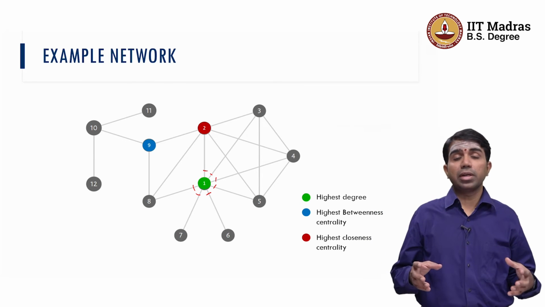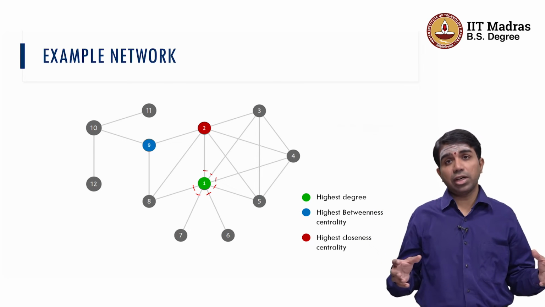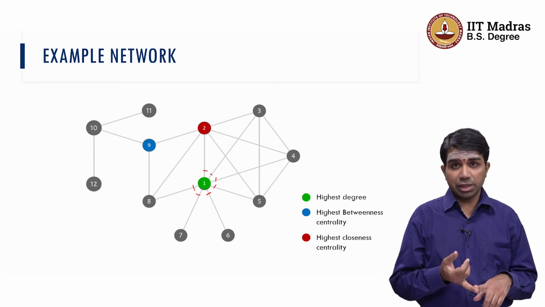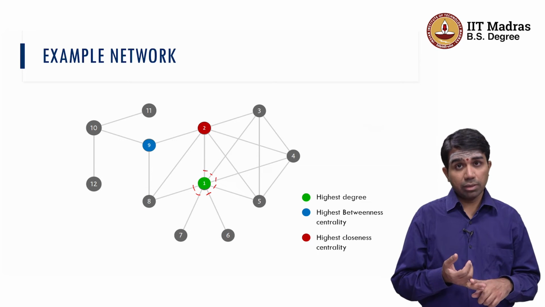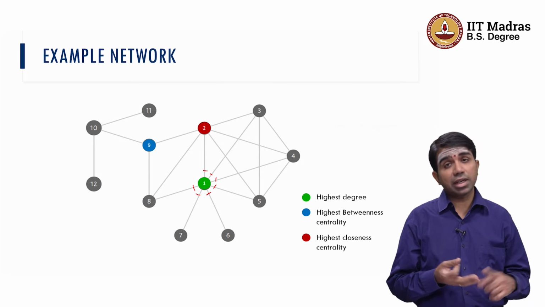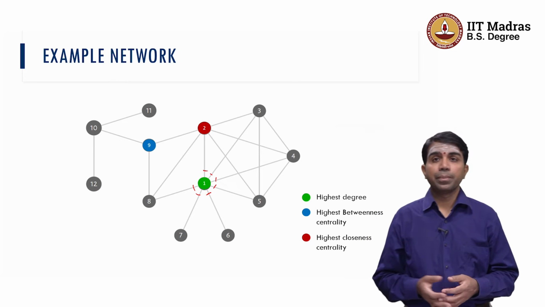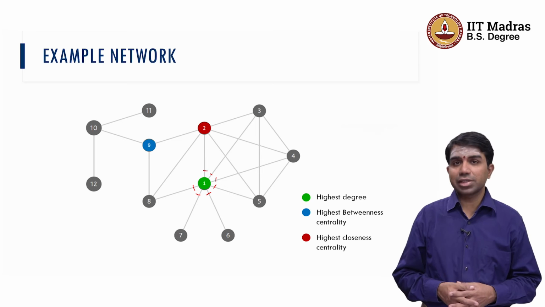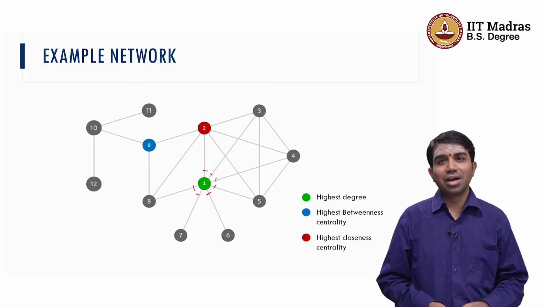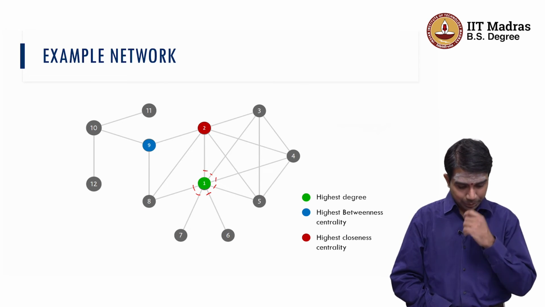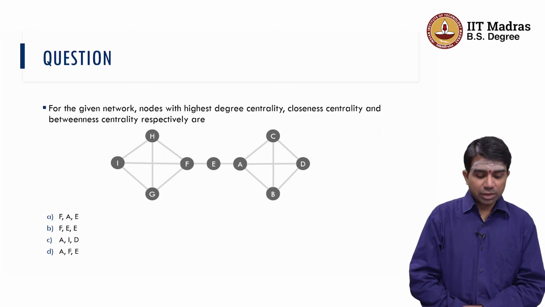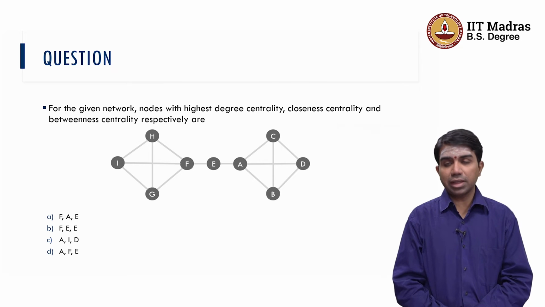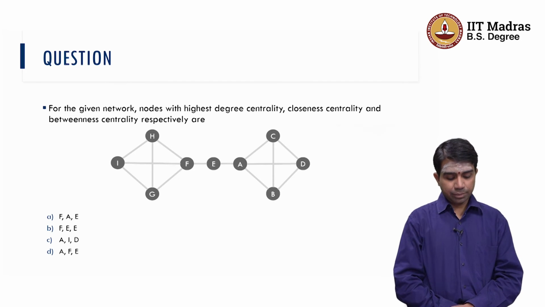So, how do you break down a network very easily? What is the fastest way to break down a network? Do you target based on degree? Do you target based on betweenness centrality? Do you target based on closeness centrality, or whatever? So these are questions that people have asked and answered, and we will see that there are very interesting results that we can look at. So now for this network, can you identify the nodes with the highest degree centrality, closeness centrality and betweenness centrality?